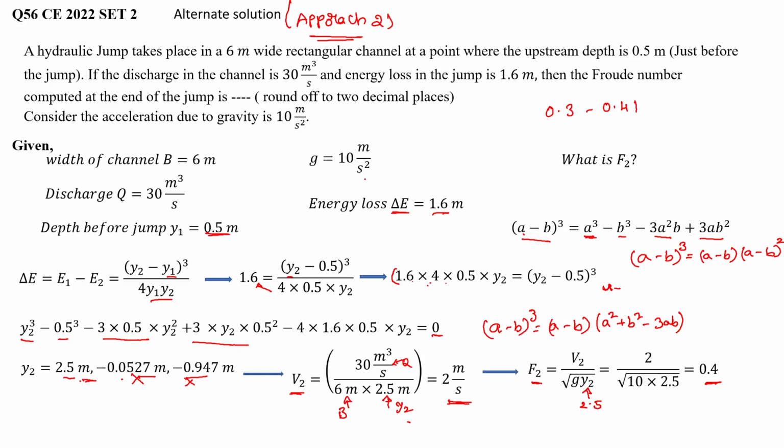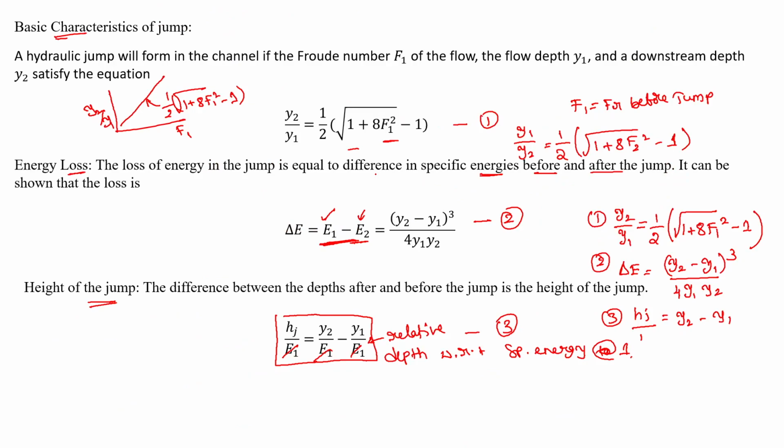Here we got 0.4. Both the approaches are correct. Both the approaches are given full marks, so don't worry. But one point I would like to emphasize here is that by remembering these three equations, you will be able to score 2 marks.